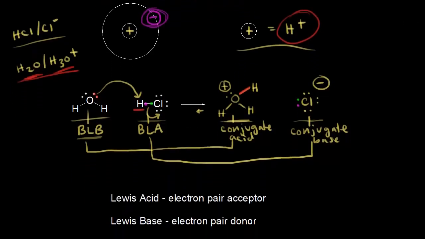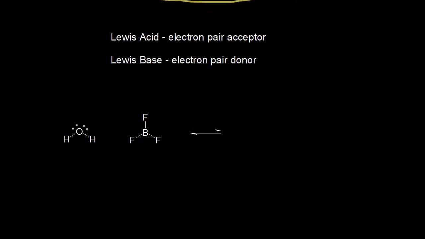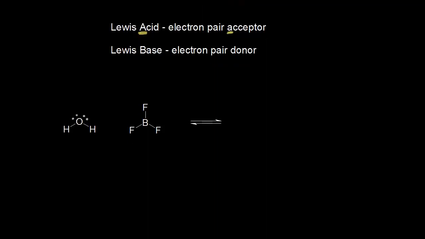So let's get some room down here. So the Lewis definition, a Lewis acid is an electron pair acceptor. And a good way to remember that is we have an A here for acid and then electron pair acceptor, so an A right here. And a Lewis base is an electron pair donor.